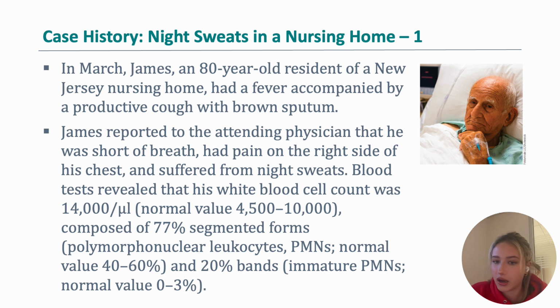14,000, which is a little bit above the normal count, which ranges from 4,500 to 10,000, composed of 77% segmented forms of polymorphonuclear leukocytes, and the normal value is a range between 40 to 60%, so this value is also about 17 to 37% above the normal count, which is quite alarming, and 20% bands, which are the immature PMNs, which was probably one of the most significant changes percent-wise, since the normal value is 0 to 3%.